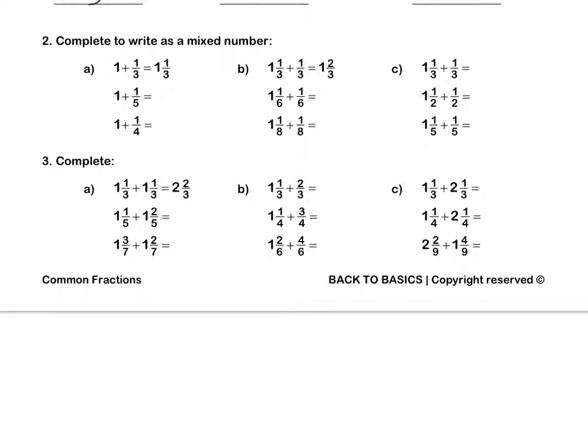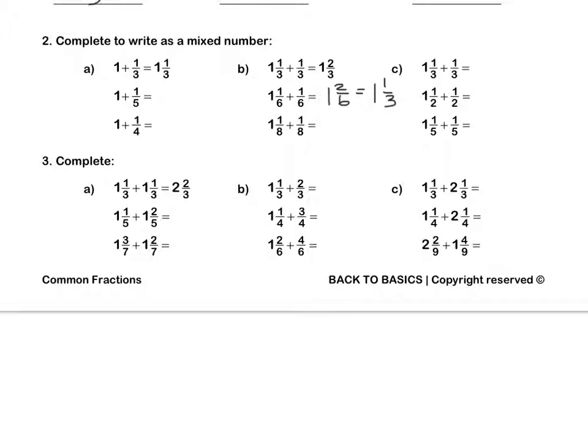Let's look at this question. 1 and 1/6 plus another sixth is 1 and 2/6. We need to write our answers in simplest form, so it's 1 and 1/3 as a final answer. Pause this video to complete question 2 by yourself.